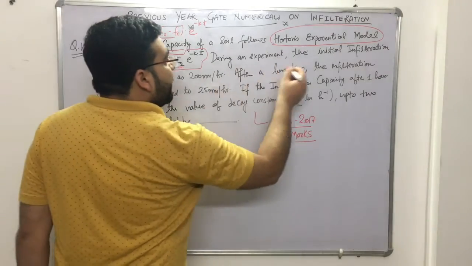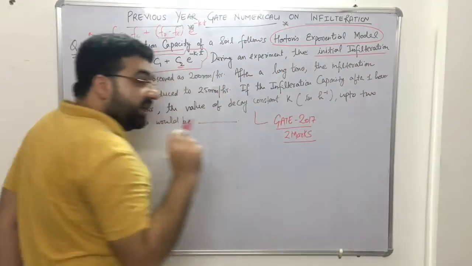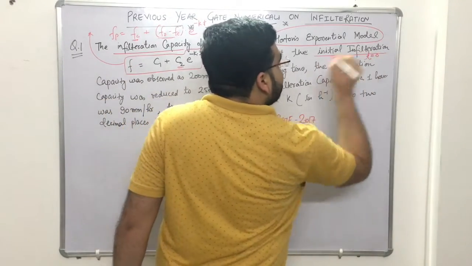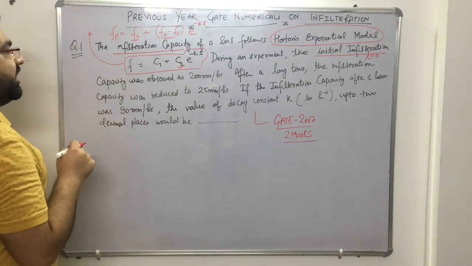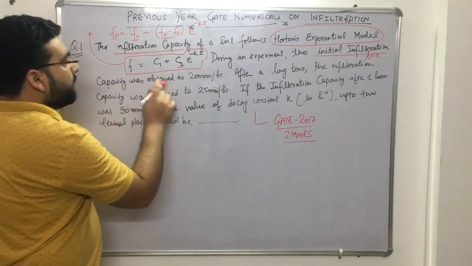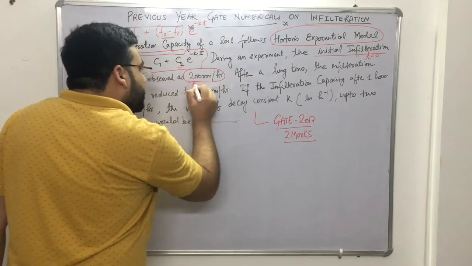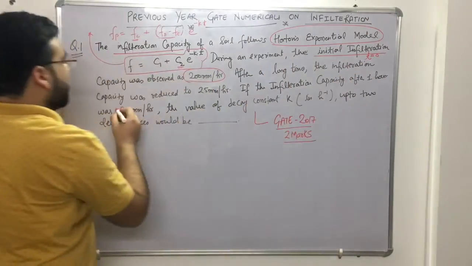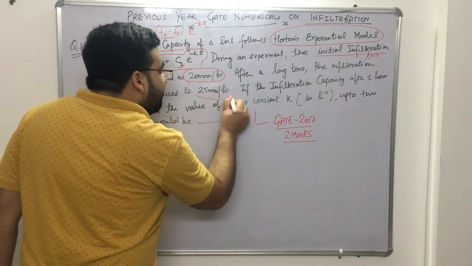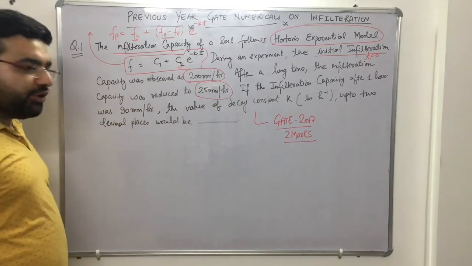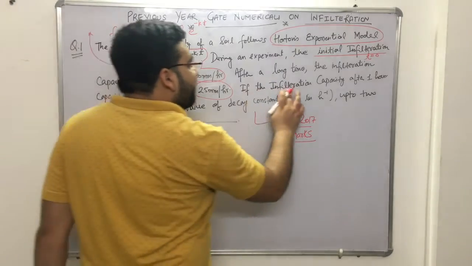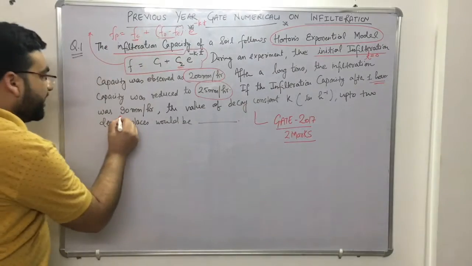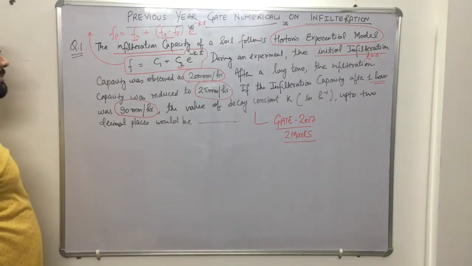Now during an experiment, the initial infiltration, initial means at T is equals to 0. Clear? Initial infiltration capacity was observed to be 200 mm per hour. After a long time, the infiltration capacity was reduced to 25 millimeters per hour. If the infiltration capacity after 1 hour is given to us as 90 millimeters per hour.